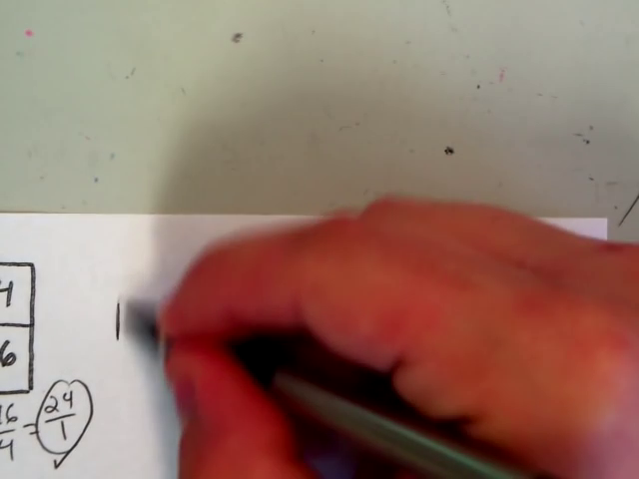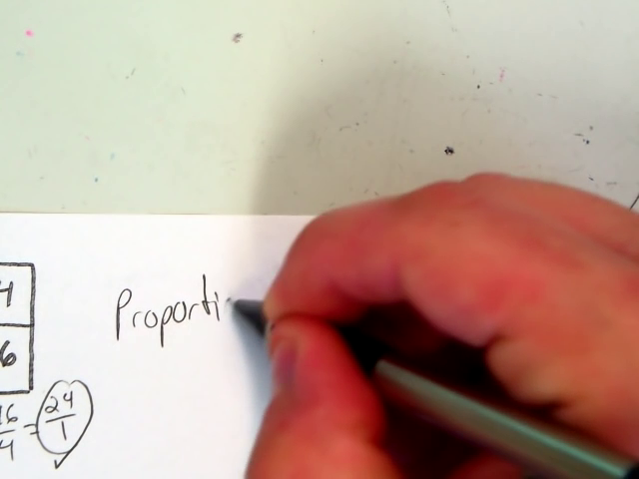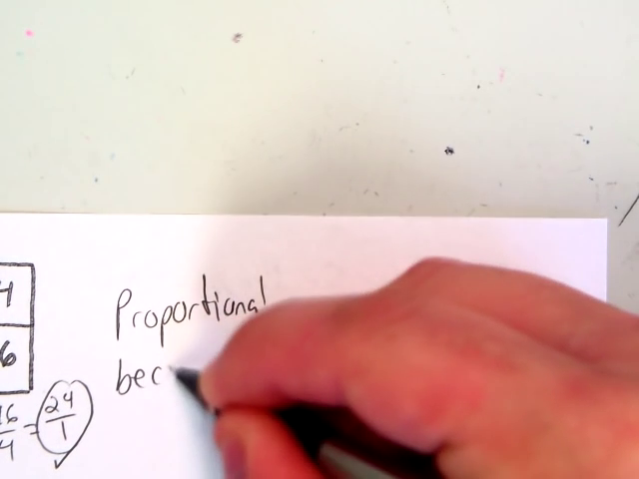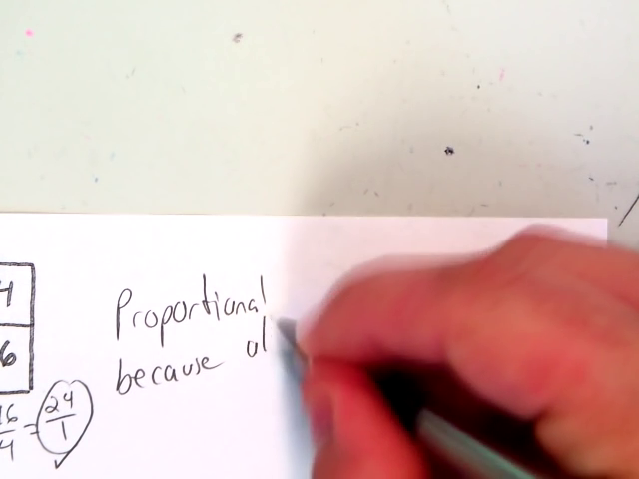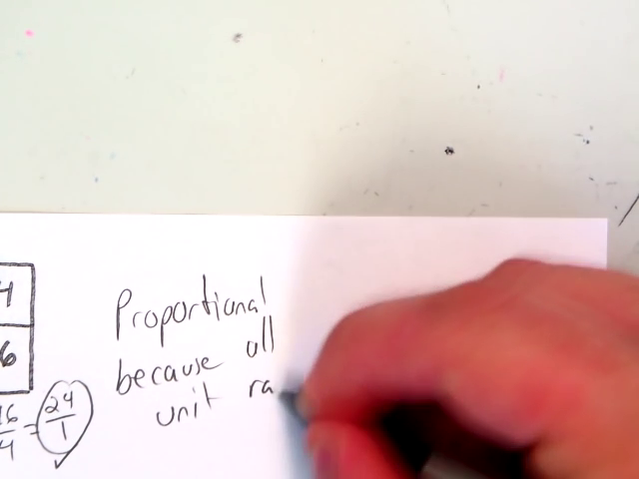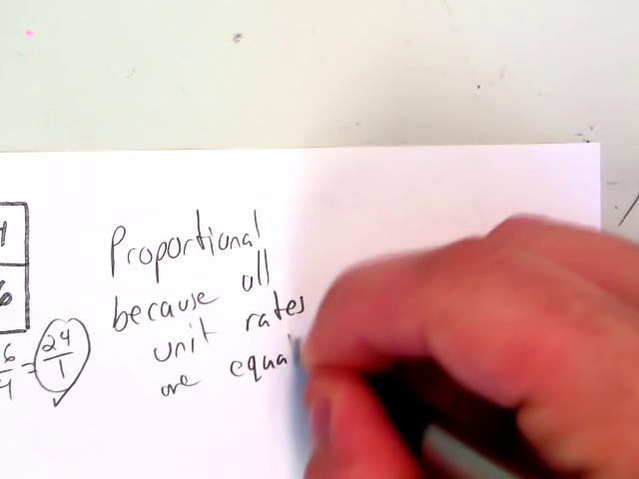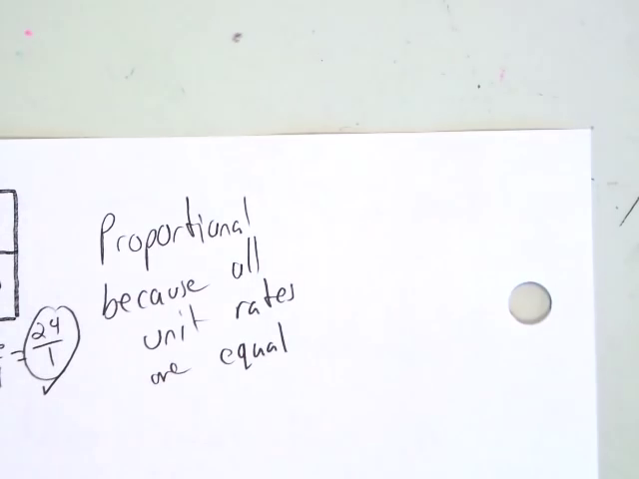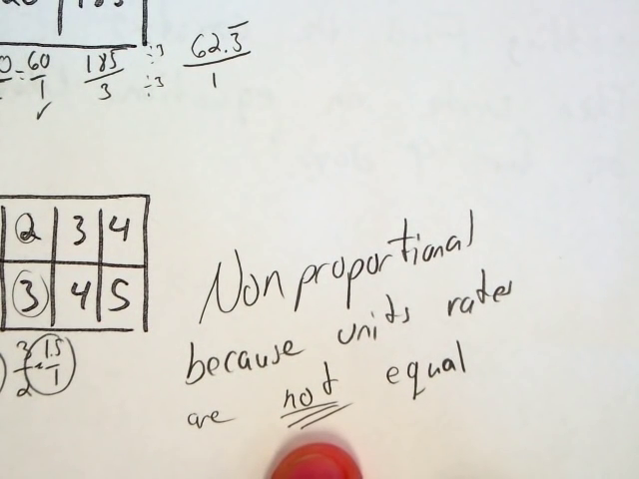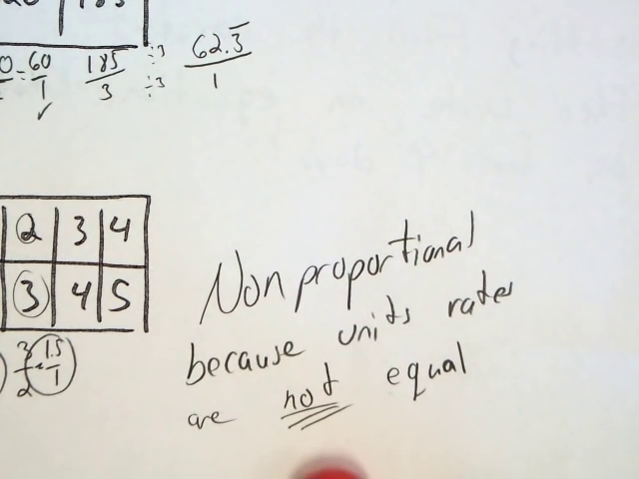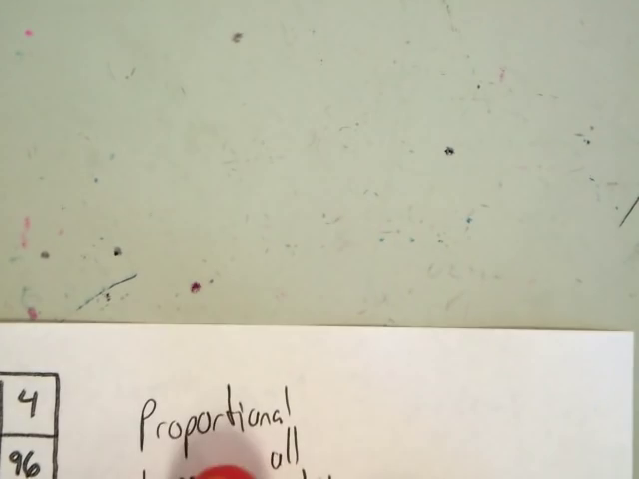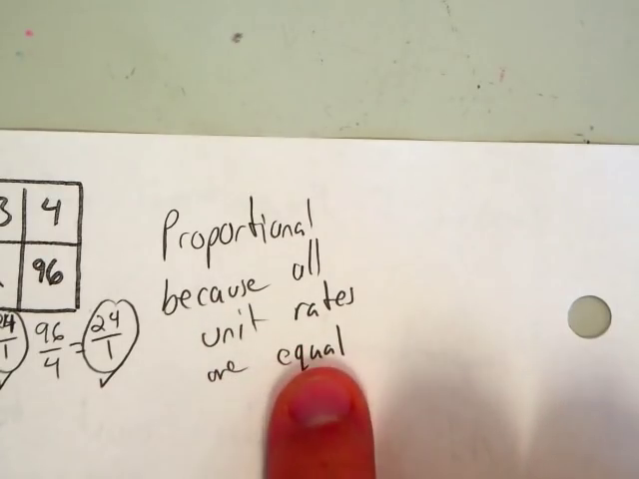So we would say that this is proportional because all unit rates are equal. Notice how the only difference between this explanation and the one on the previous page is the word not. If it is non-proportional, they are not equal. If they are proportional, they are equal.